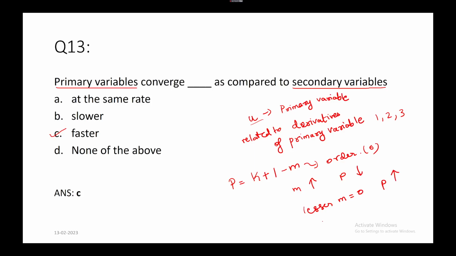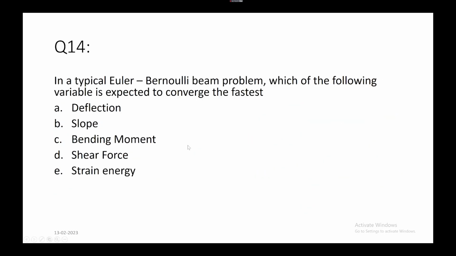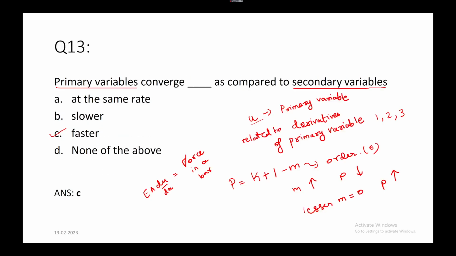For secondary variables, they are related to the derivatives. For example, EA du by dx. This is nothing but the force in a bar, axial force. So this force is a secondary variable, whereas u is a primary variable. So secondary variables, which means the derivatives, converge slower, which means primary variables converge faster. So the answer is C. So any doubt?